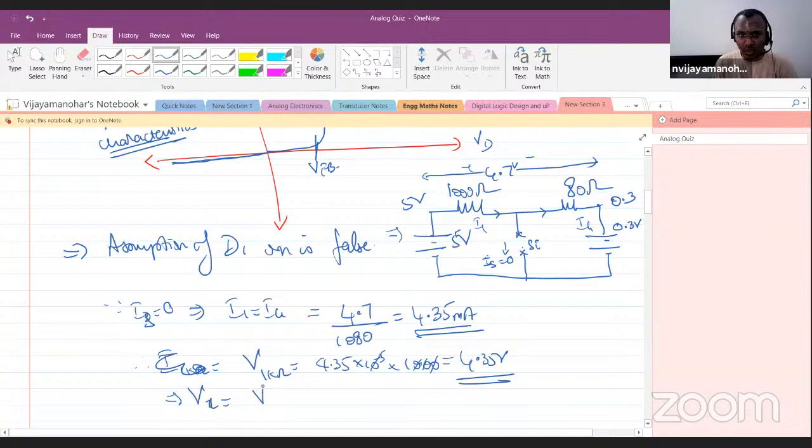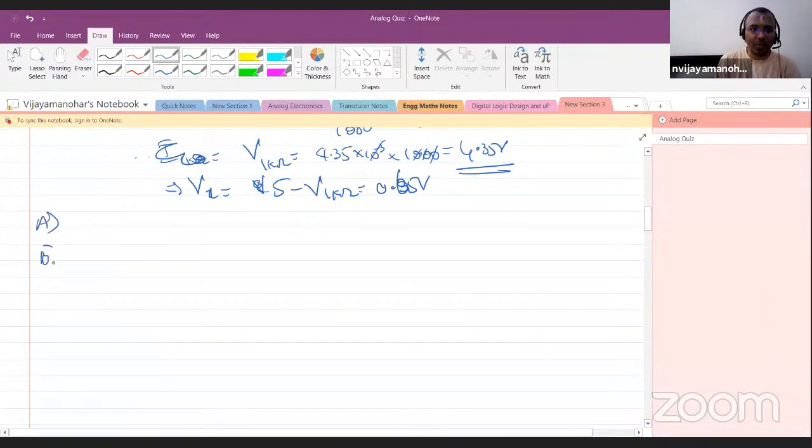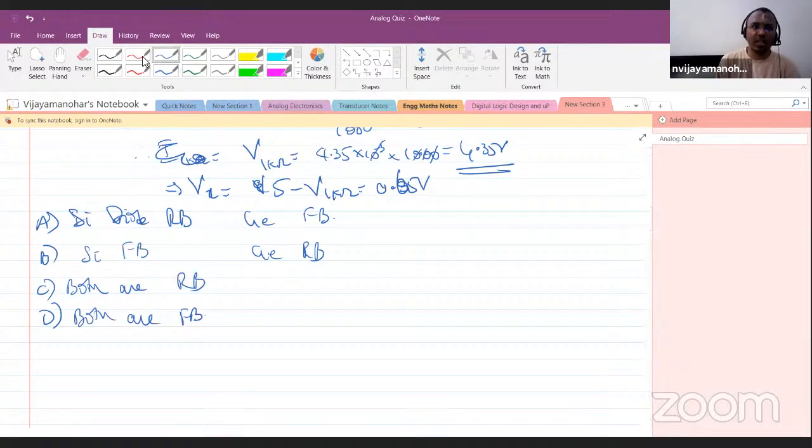Vx is equal to 5 volt minus V 1 kilo ohm, which is 0.65 volt. See, so the voltage here is 0.65 volt. The voltage here is 0 volt. So now go back. What are the options given? Many people misunderstand this. Silicon diode reverse bias, germanium diode forward bias; silicon diode forward bias, germanium diode reverse bias; both are reverse biased; both are forward biased. These are the options given, correct?